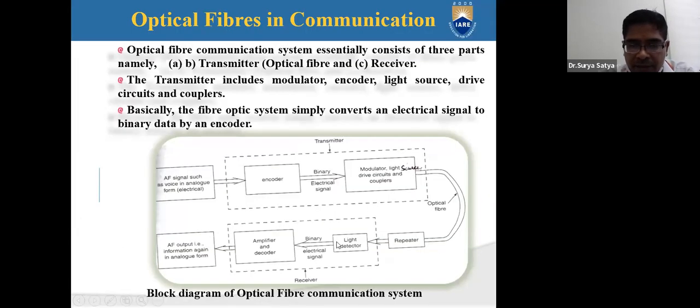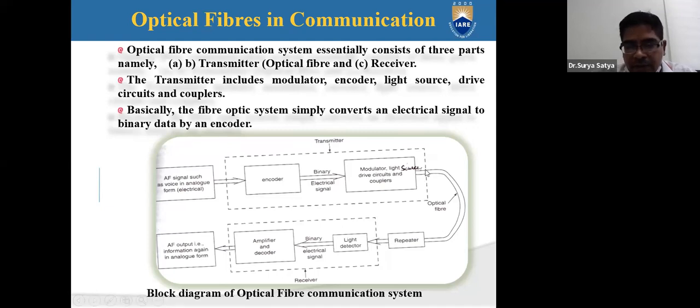From there it goes to the light detector. After the light detector, we have the decoder. The signal was converted from electrical signal to binary data, so it needs to be decoded.